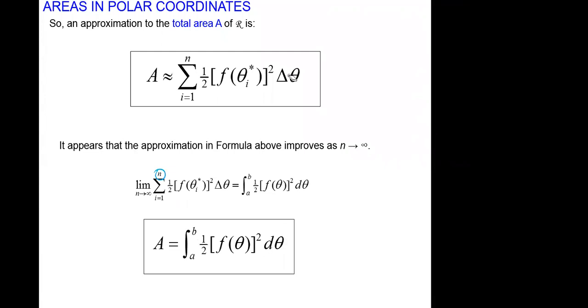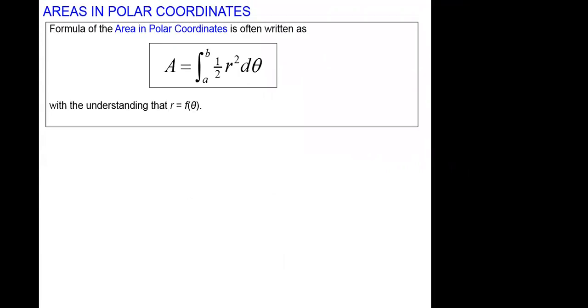Of course, d theta is telling me that I am integrating with respect to theta. I'm slicing the angles between A and B, and the radius is defined as a function in terms of theta. That means just 1/2 radius squared d theta. Okay, that's pretty much everything. Let's just solve a few problems. That's maybe a little bit more clear.